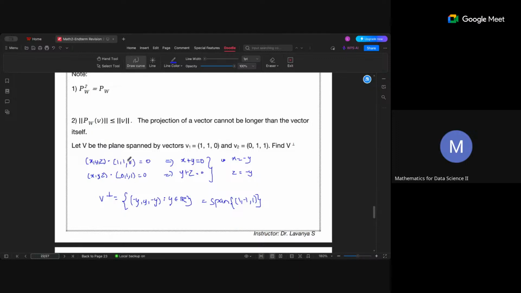So now the dot product gives me x plus y equal to 0 and y plus z is equal to 0, which reduces to x is equal to minus y, z is equal to minus y. From this, I know that any x, y, z will satisfy this condition. So here x, y, z is a random vector from my V perp. So any vector in this V perp satisfies this condition. So V perp is the span of 1 comma minus 1 comma 1.